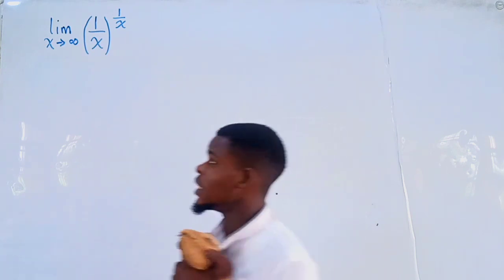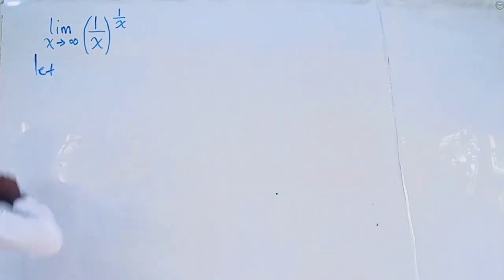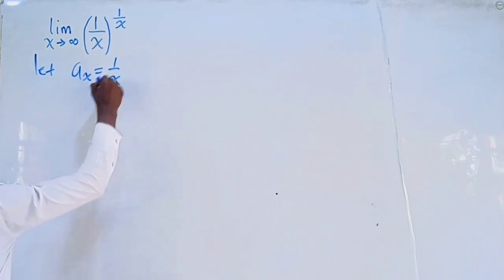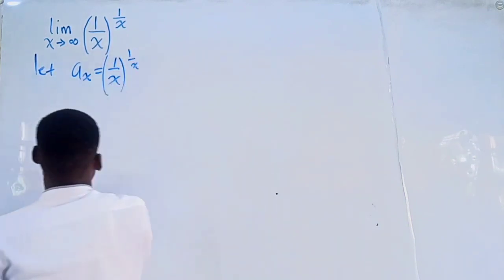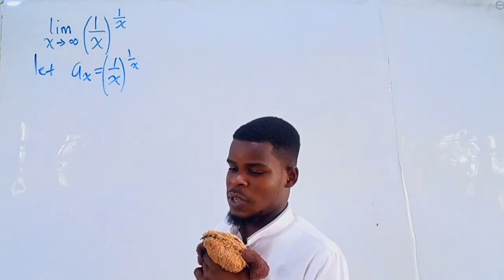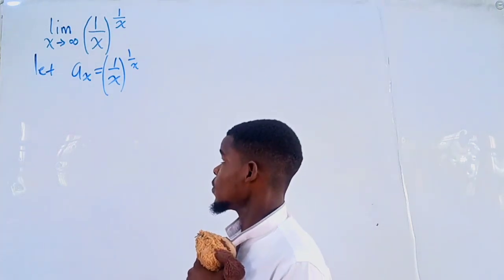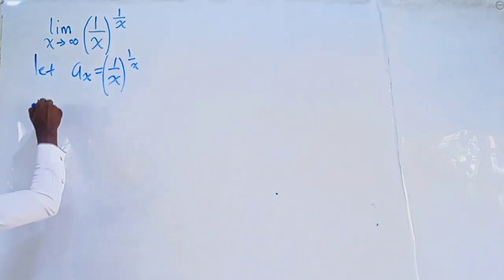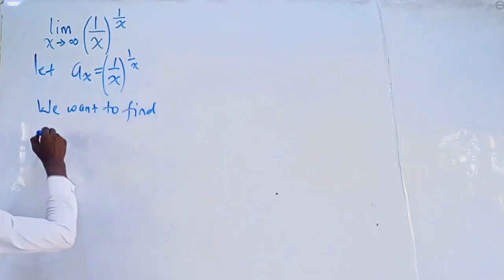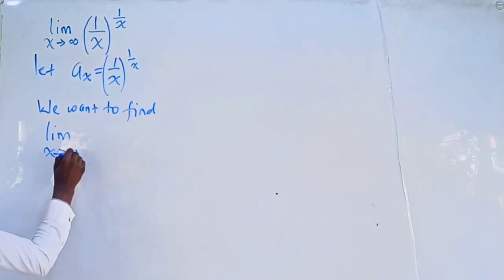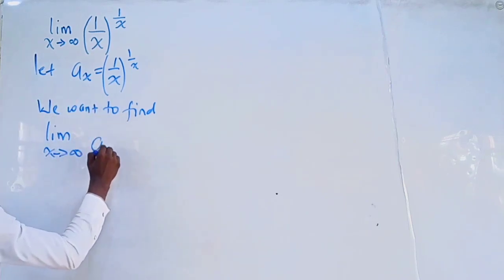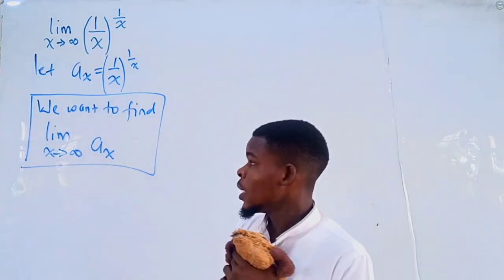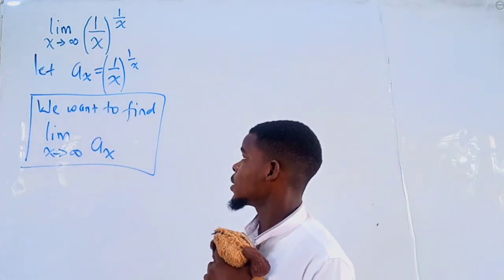Good. So I will start by saying, I'm going to make a substitution. I'm going to assign this to something. Let a sub x be 1 over x raised to the power of 1 over x. Good. So I call the function a sub x, okay, more like a sequence kind of notation. That means we want to find the limit as x tends to infinity of a sub x, because a sub x is now the function we're looking at.